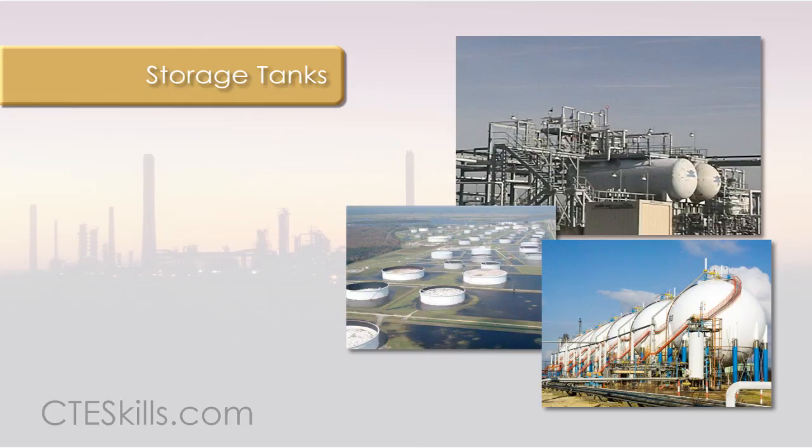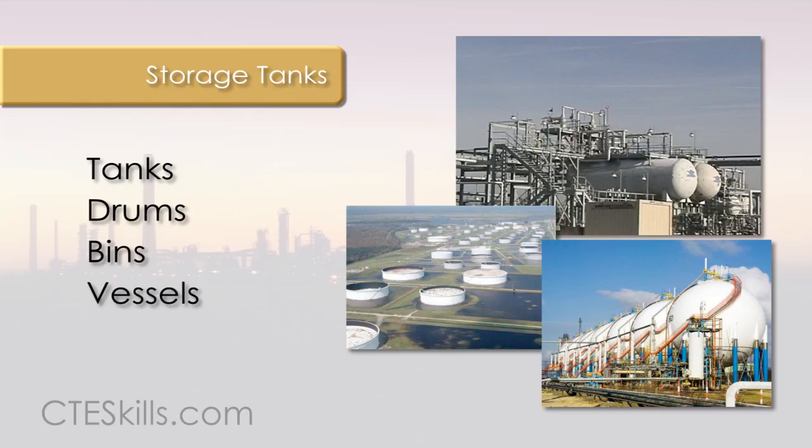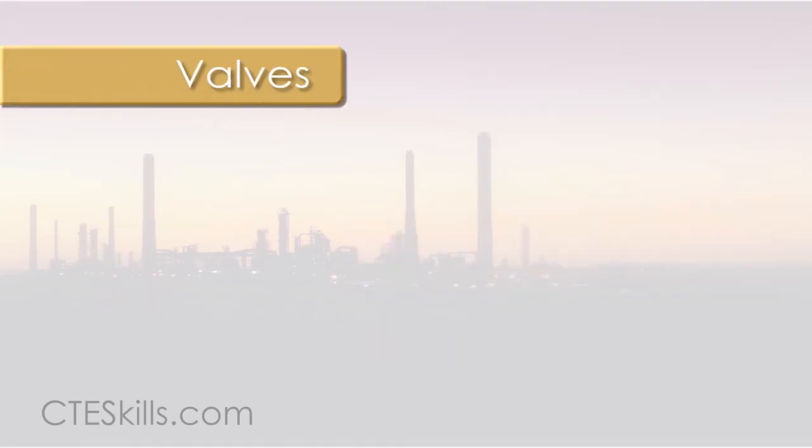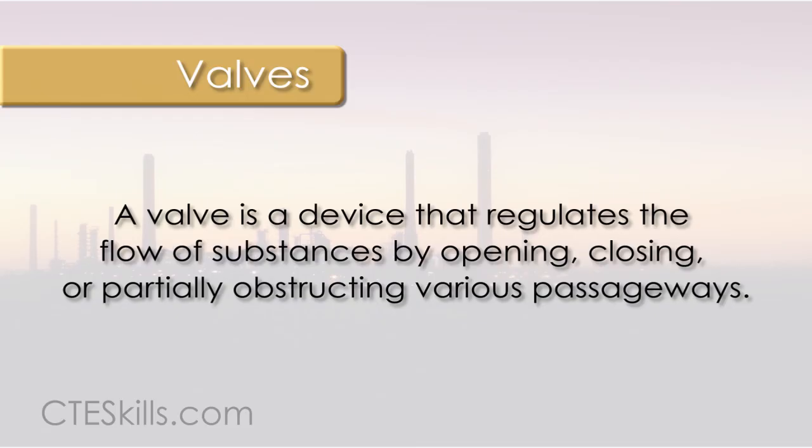The chemical processing industry uses many different shapes and sizes of tanks, drums, bins, and vessels to store their products. The types used are dependent on the material stored. A valve is a device that regulates the flow of substances by opening, closing, or partially obstructing various passageways.